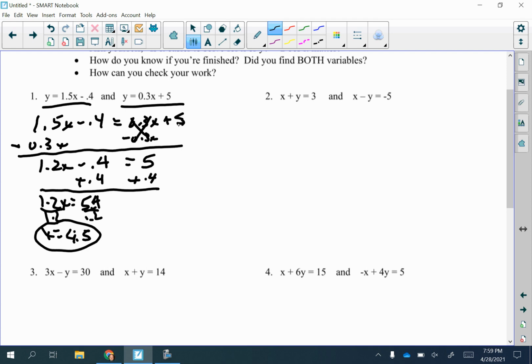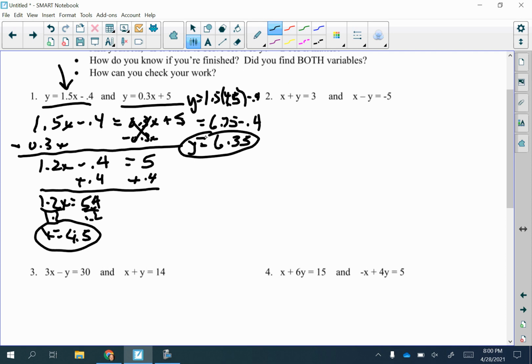So I'm going to take this 4.5 and I can plug it into one of the equations. So let's plug it into this one. So I'm going to solve for y. y equals 1.5x times 4.5 minus 0.4. Well, when I take my calculator and take 1.5 times 4.5, I get 6.75. And when I subtract 0.4 from that, I'm going to get 6.35 for y.